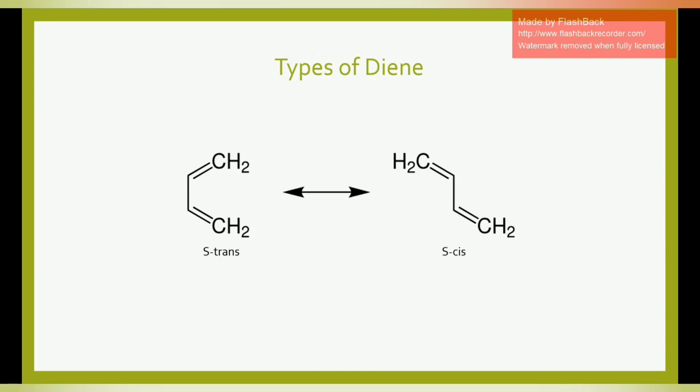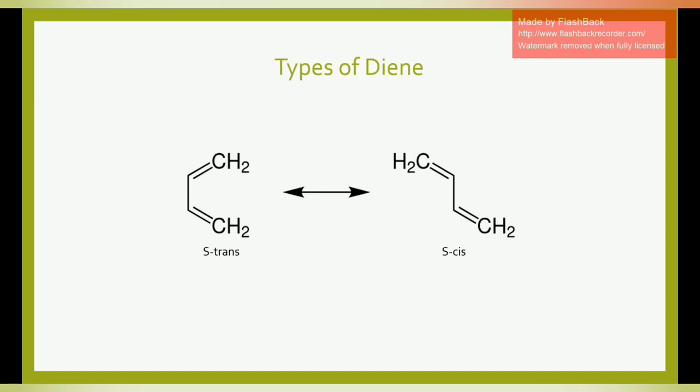The major consideration of the Diels-Alder reaction is the conformation of the diene. Here we have two conformations, the s-trans and the s-cis, represented here in equilibrium. The diene is more likely to be in s-trans conformation because of less steric strain. S here stands for single bond and trans stands for alkenes pointing in opposite directions. In s-cis conformation, s stands for single bond and cis stands for the alkenes pointing in the same direction.